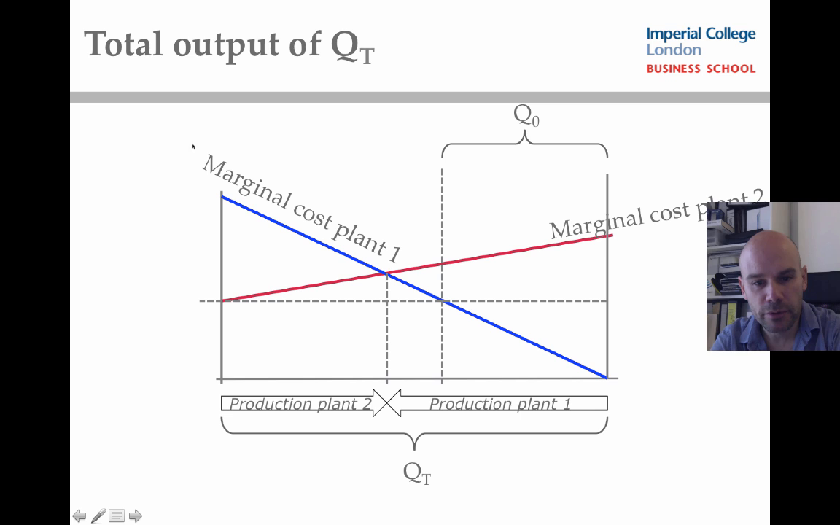We would produce at a point here where the two marginal cost curves are just equalized, but also the sum of the two production amounts, here the production amount of plant 1 and the production amount of plant 2, just sum up to Qt. You can see this nicely in this diagram.